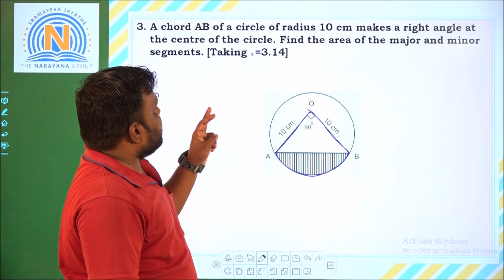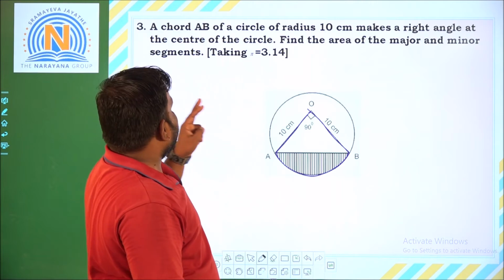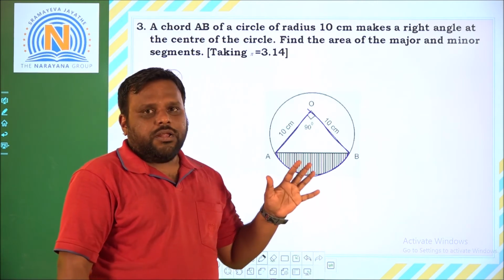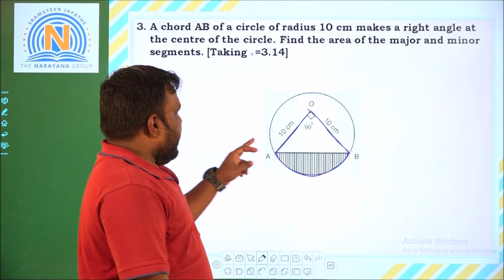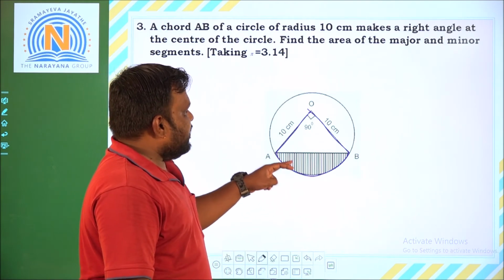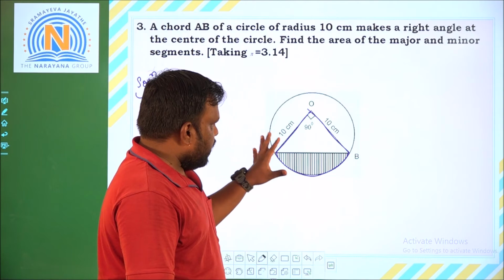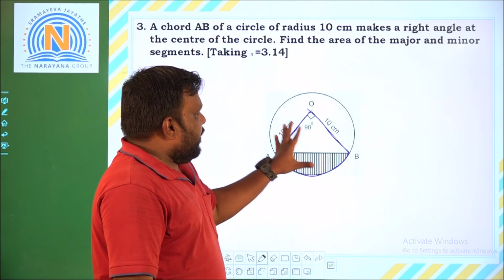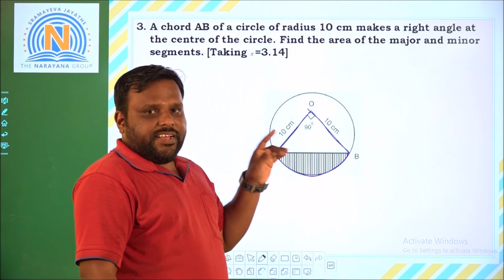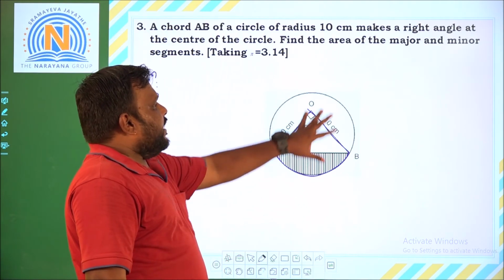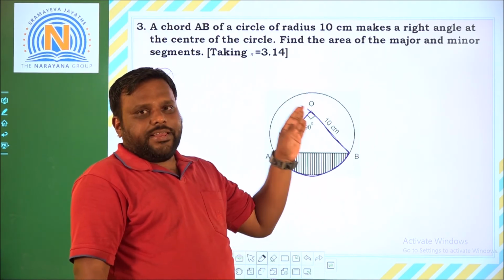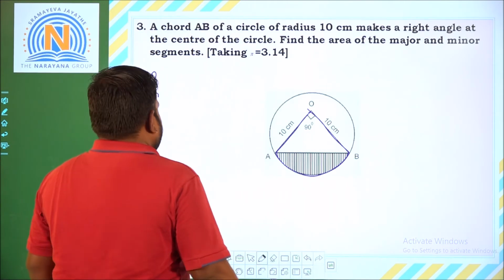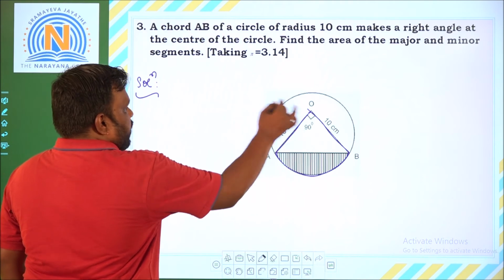A chord AB of a circle of radius 10 centimeters makes a right angle at the center of the circle. Find the area of the major and minor segments. This is what you have to do here. For finding the minor segment, it is the area of the sector minus the area of the triangle. Next, to find the major segment, it is the area of the circle minus the area of the minor segment. That gives me this concept here. So first, let us go with the area of the sector.